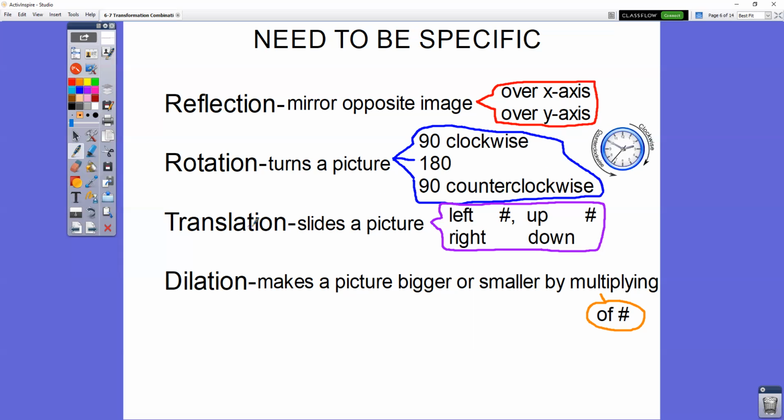Translations. When you say that something is a translation, you have to say how many places you're sliding it left or right. So left or right, and then a number. And then how many places up or down. So up or down, and then a number.